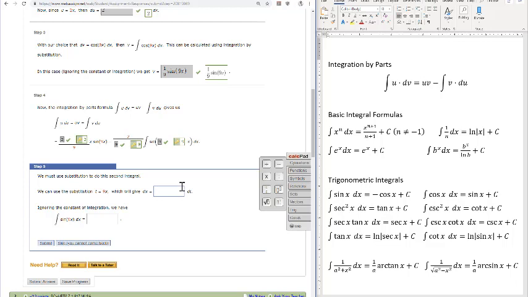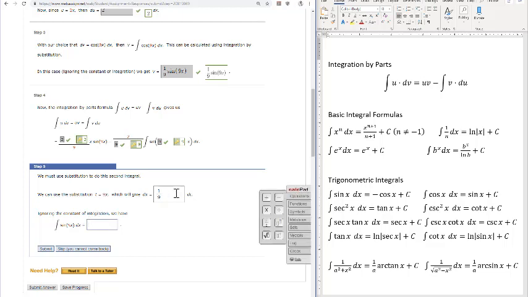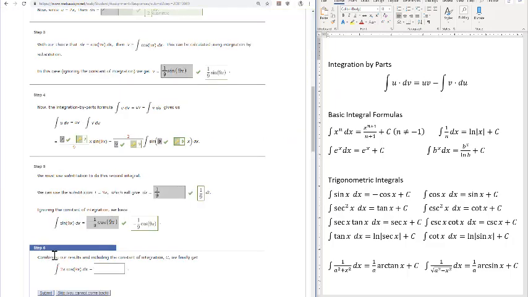This is going to be 1/9 dt, and then we do this integral. We're going to get the 1/9 as an extra constant. The integral of sine this time is negative cosine 9x, so don't forget the negative from the cosine. And then we ignore the c there because we're going to put the c at the very end.